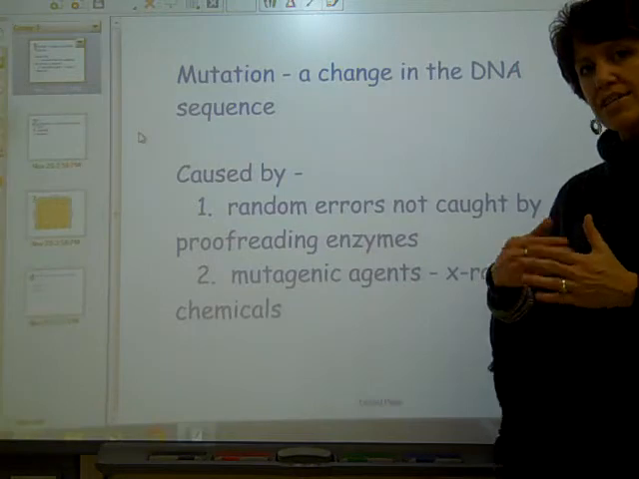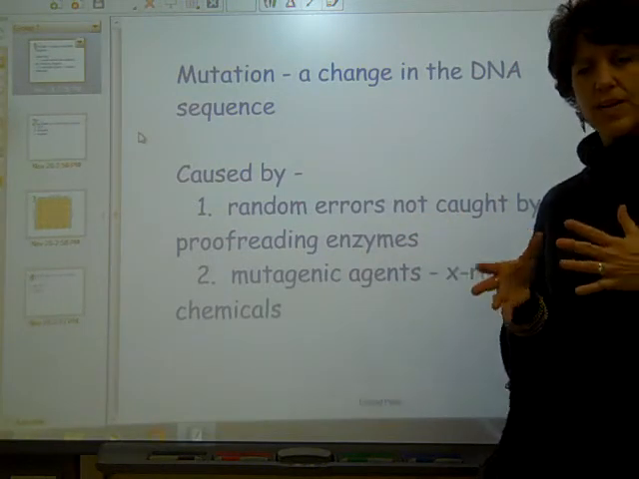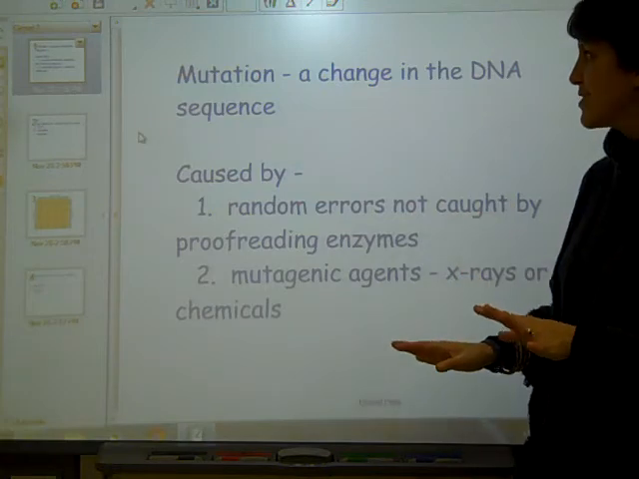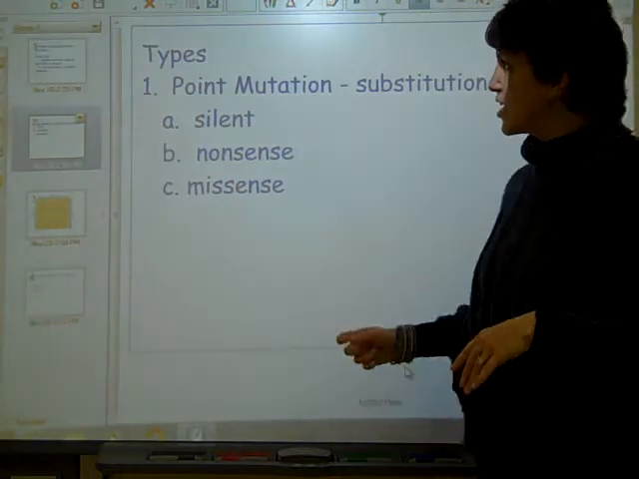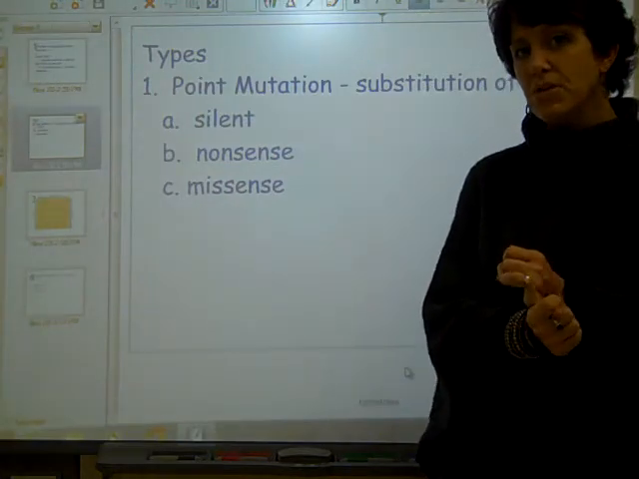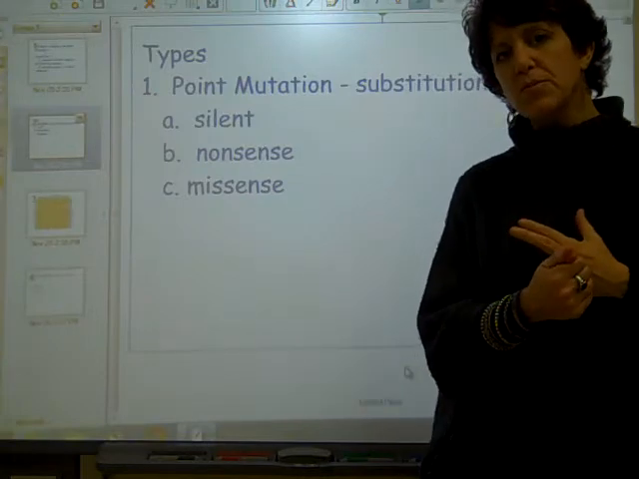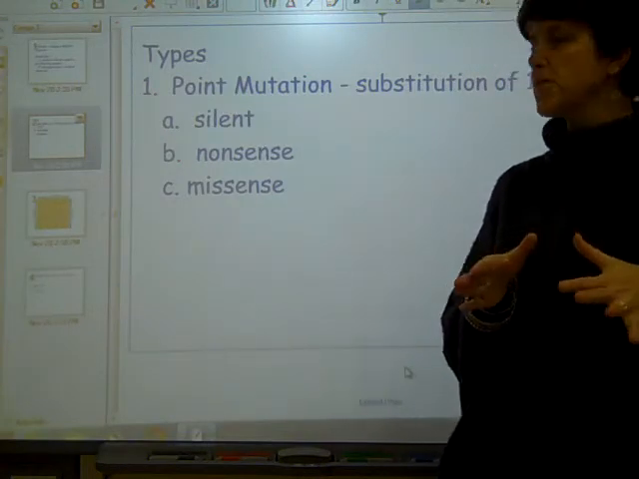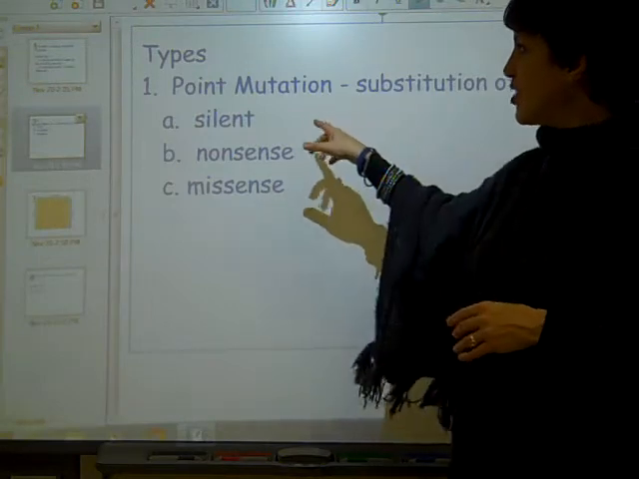So something that would cause an A to be replaced with a T, or a C and an A get switched, something where the code no longer reads as it used to. Types of mutations. There are two types. It's either a point mutation, which happens with a single base, or it is a frameshift mutation, which alters the reading frame. So a point mutation is the substitution of a single base.